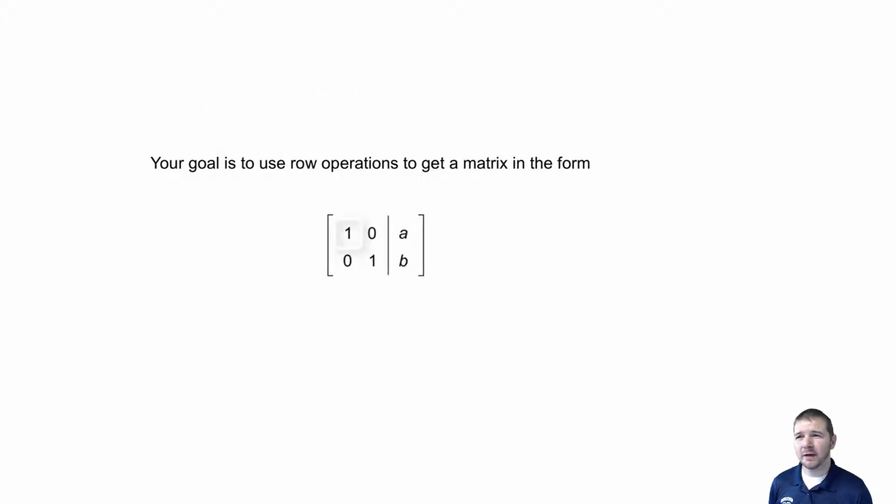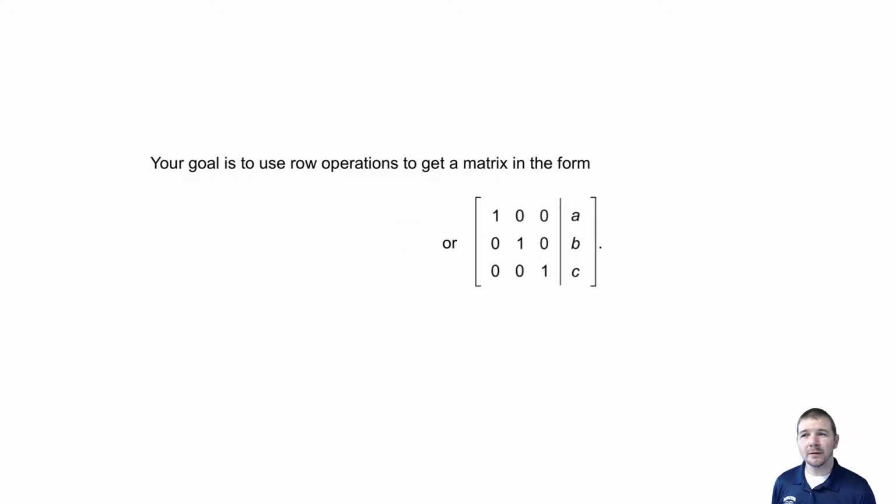A 1 in row 1, column 1, a 0 in row 1, column 2, a 0 in row 2, column 1, and a 1 in row 2, column 2. And then we have our constants on the right-hand side of the bar. In this case, the constants are labeled A and B. Or, if we have a system in 3 equations, 1 in row 1, column 1, 1 in row 2, column 2, and 1 in row 3, column 3, and the rest zeros on the left-hand side of the bar, and then constants A, B, and C on the far right.